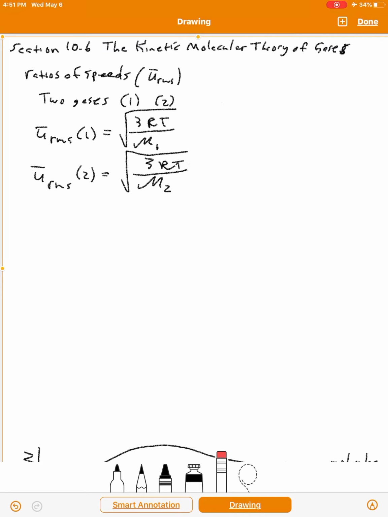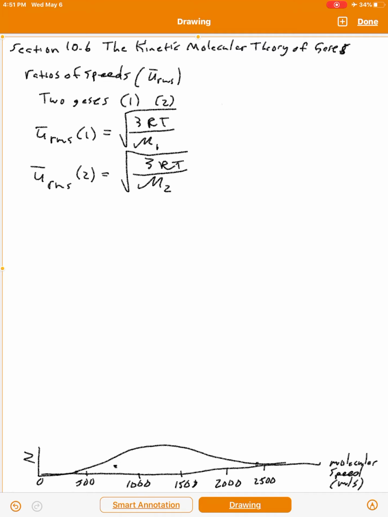Okay, that's an important point. Now, suppose I took the ratio of these two. How much faster is one moving than the other, for example, or how much slower? Well, then I would take the ratio over here as well. But if you take a look, a lot of things cancel. This cancels with that, this cancels with that, this cancels with that, and you end up with this simplified ratio.